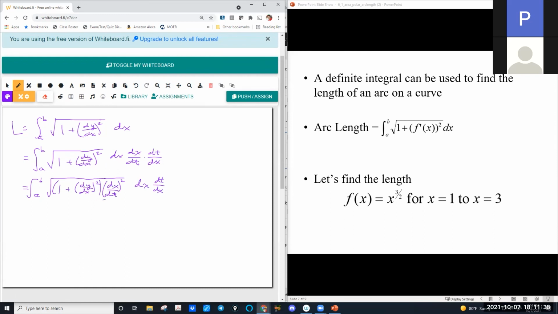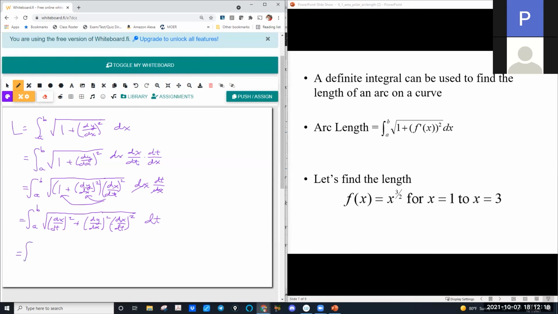Okay, now we're going to distribute that over the parentheses. And that's going to give us dx/dt squared in the front. Here's where it gets a little interesting, but bear with me. Right now we have dy/dx squared times dx/dt squared for this second part. And then check out what happens here. The dx's cancel. There's our dt, getting us over into parametric.